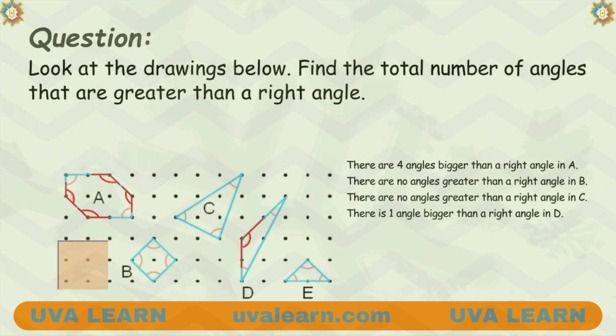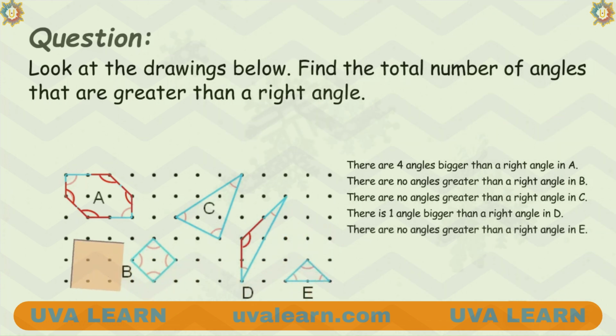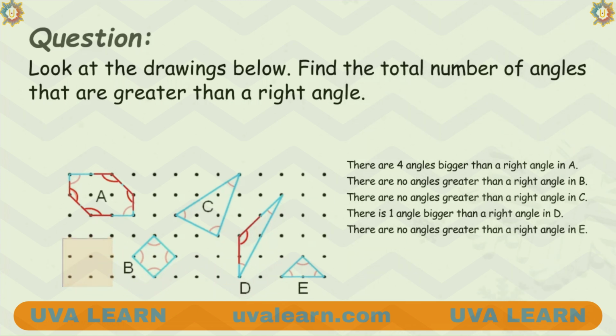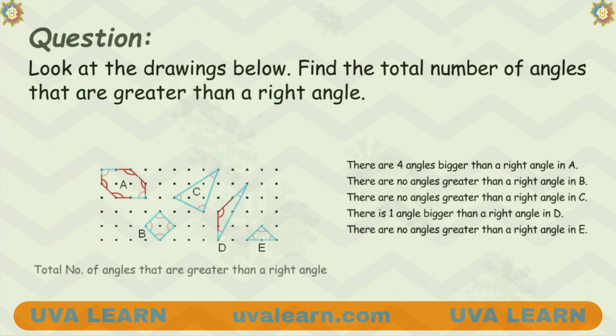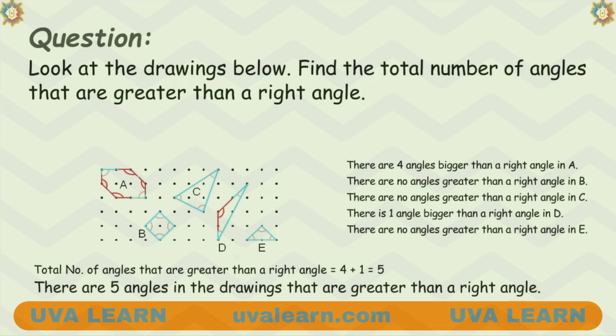Finally, let's check drawing E. Let's check with our right angle. None of the angles are greater than a right angle. They are either equal to a right angle or smaller. So, how many angles in total did we find in the drawings that are greater than a right angle? They are 4 plus 1 equals 5. Thus, there are 5 angles in the drawings that are greater than a right angle.